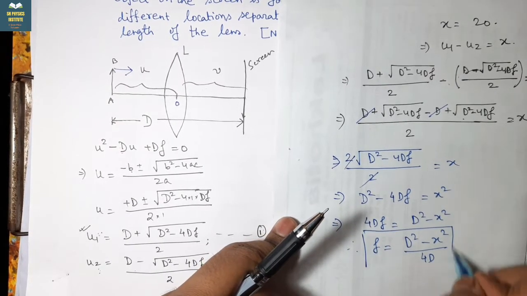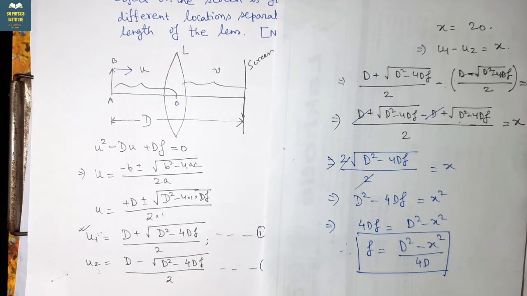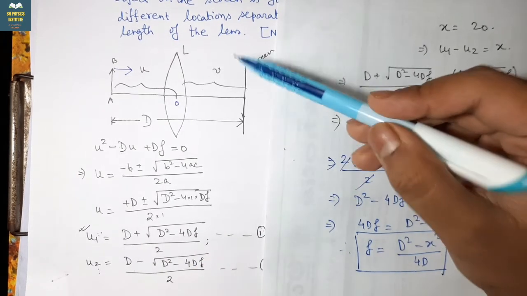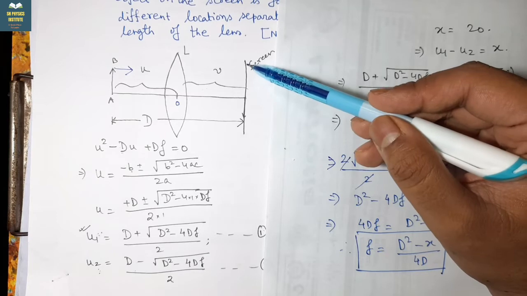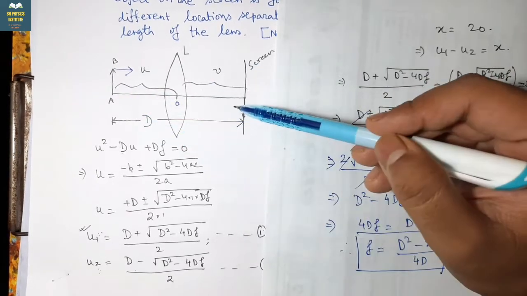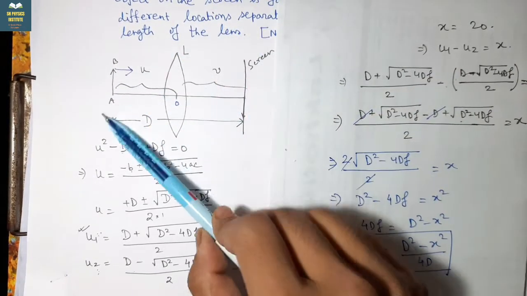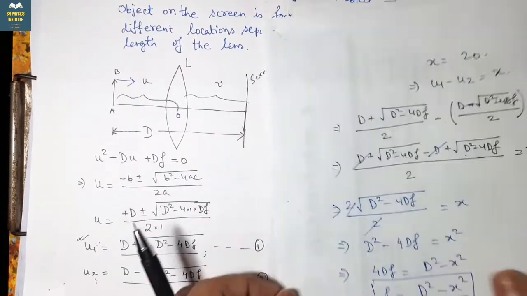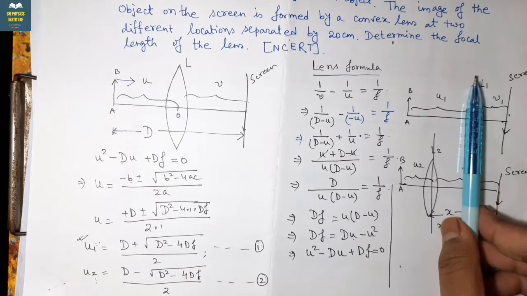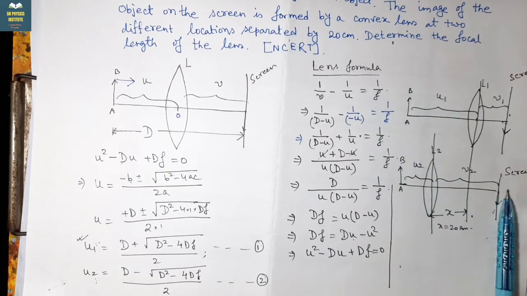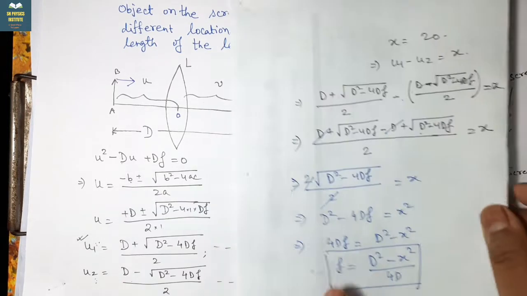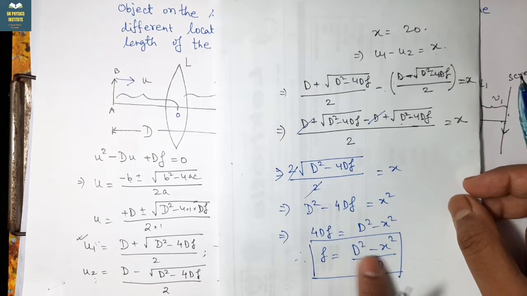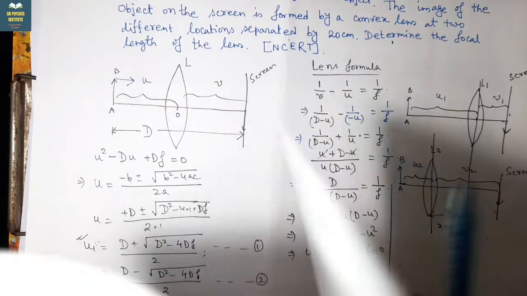This is a very important formula. If the screen and object distance is fixed but you are moving the lens, and at two positions of the lens an image is formed on the screen, then the focal length of the lens is given by d square minus x square by 4d.